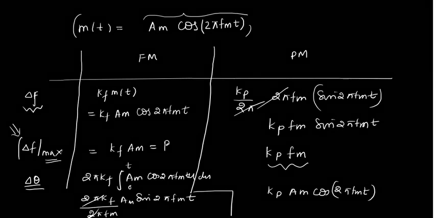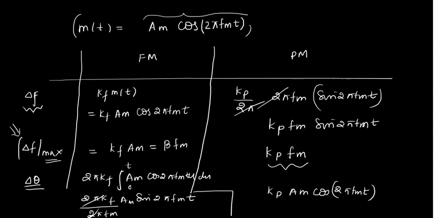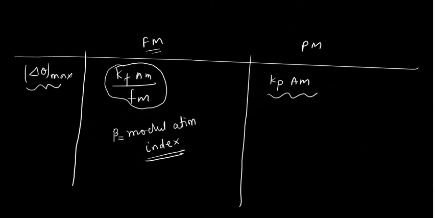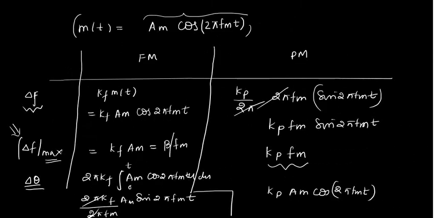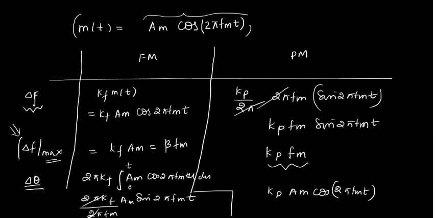So, it will be beta Fm, because beta is Kf Am by Fm. So, no, it was right previously. So, beta Fm. Kp Am, sorry, I have missed Am here, correct. So, it will be beta Fm, right.